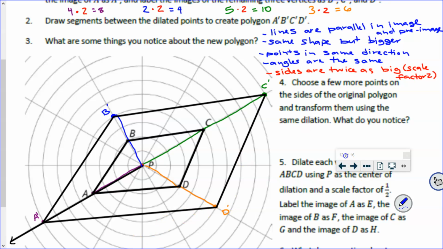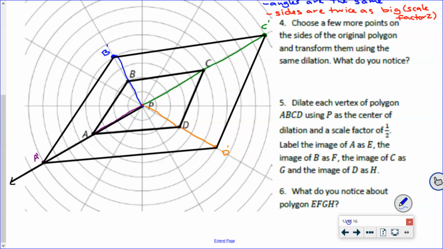Okay, now, I bet you guys can probably do this next one on your own. We're going to skip 4, just for the sake of time. I want us to do number 5. Number 5 says, dilate each vertex of the polygon ABCD, that was our original one, using P as the center and a scale factor of 1/2. So how is that going to be different than what we did last time? Yeah, it's going to be smaller. Garrett?